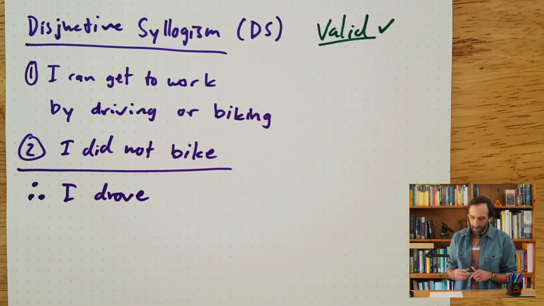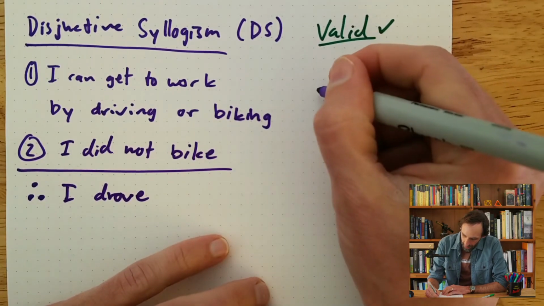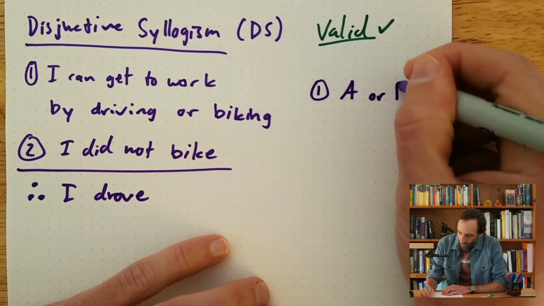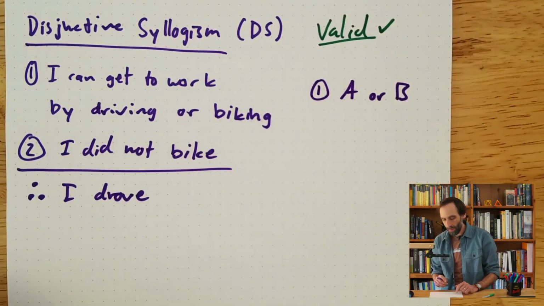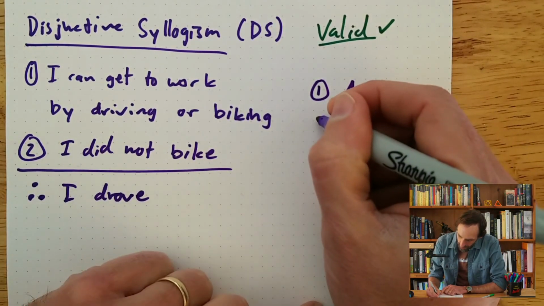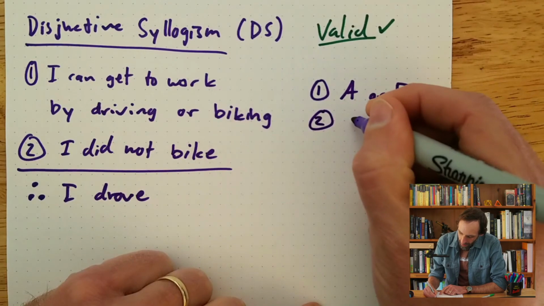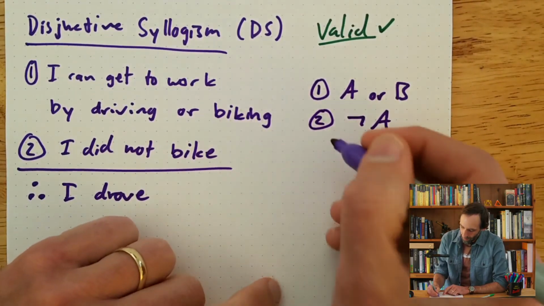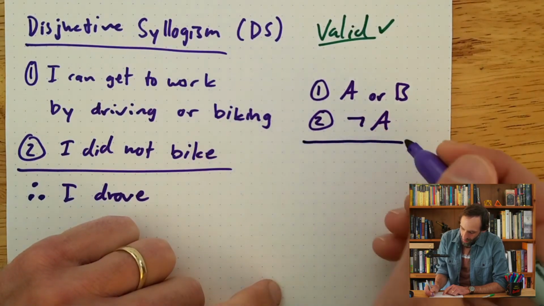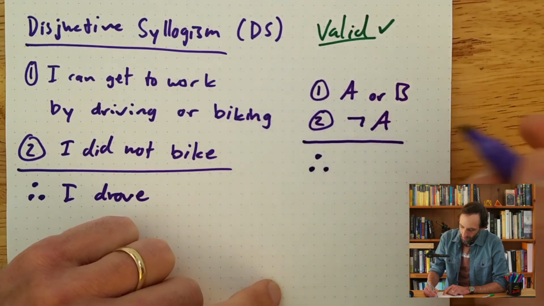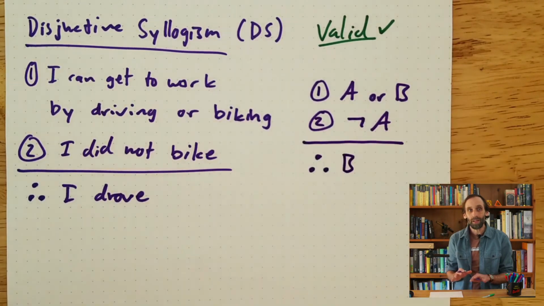And symbolically, we would write it as follows. We could write it as premise 1, A or B. We do have symbols we can use to represent or, but I'm just going to write or. It's a short enough word. And then premise number 2 is saying not A. You could do not A or not B, it doesn't matter. Not one of the premises. And then you can conclude, therefore, the other premise. So in this case, therefore, B.